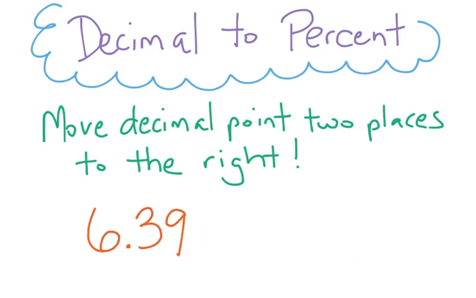If I have a decimal with a whole number, same applies. I find where the decimal is. I move it over two places to the right. So my percent is going to be now 639%.